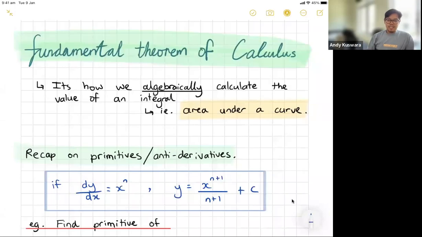Okay, so today, or I guess this video, welcome back. We are going to cover the fundamental theorem of calculus. Okay, fundamental theorem. This is the way, I don't know what to call it. I wrote here, it's how we algebraically calculate the value of an integral.